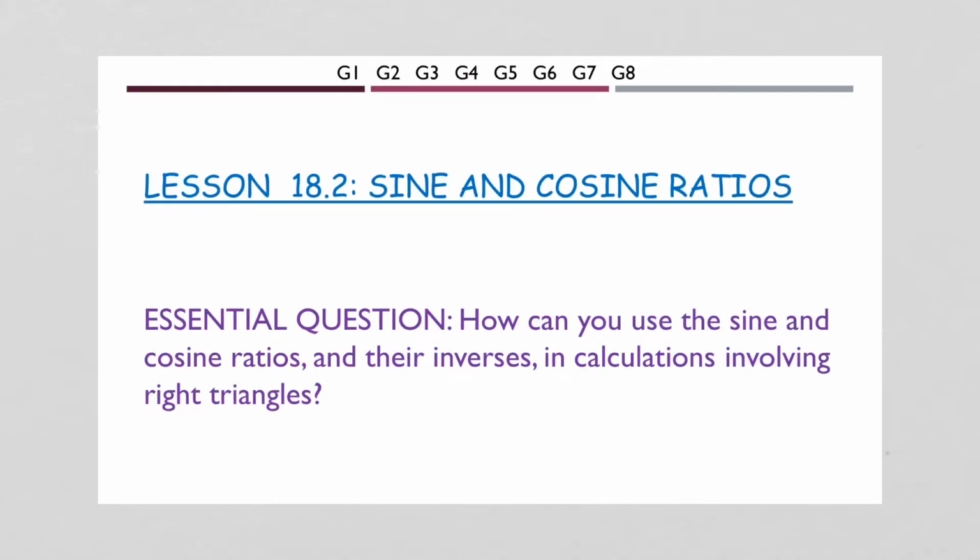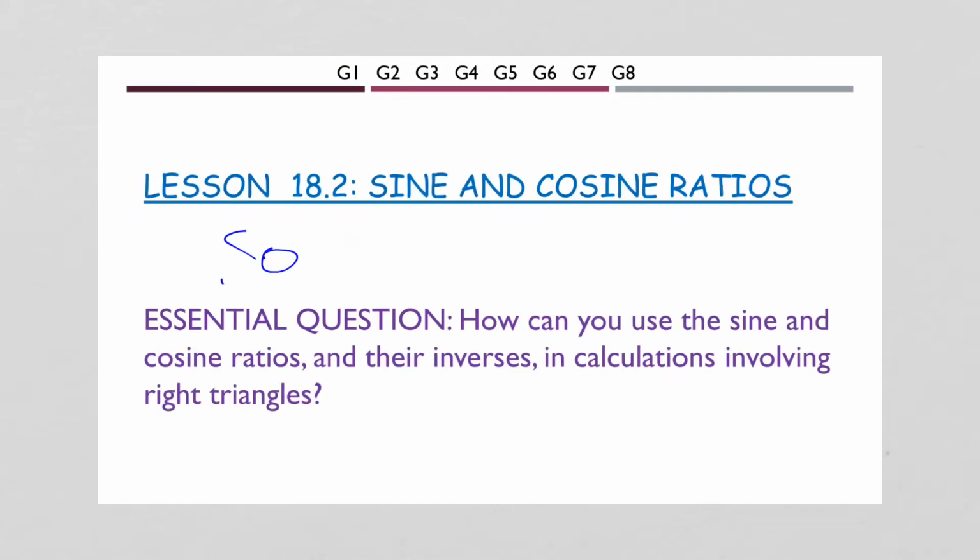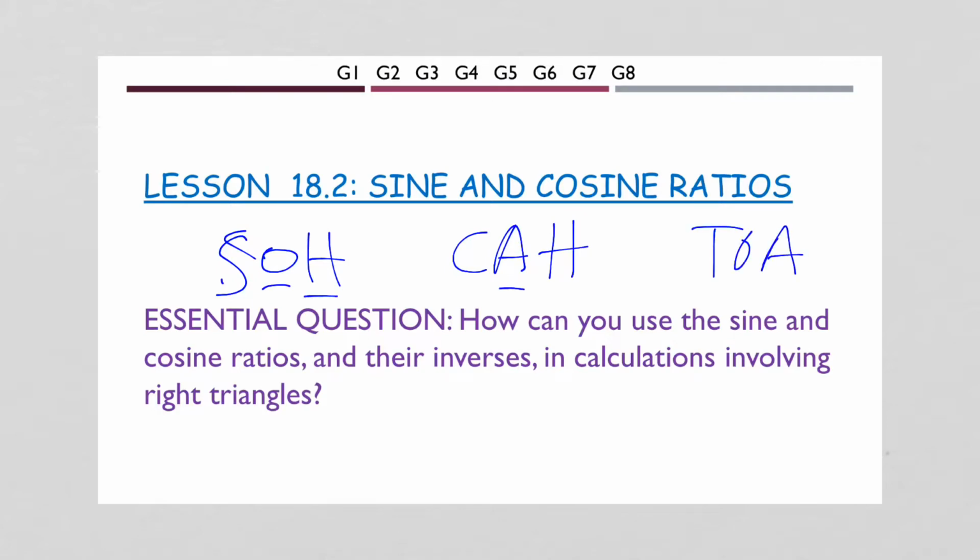Alright, 18.2 is now sine and cosine, so if you already understand tangent, sine and cosine is going to be really easy for you. Sine is the slope part, and cosine is the cut part, and then TOA we already did. So remember, O, H, and A are the same thing: opposite, hypotenuse, and adjacent. So we're doing the same thing, but this time with sine and cosine ratios.